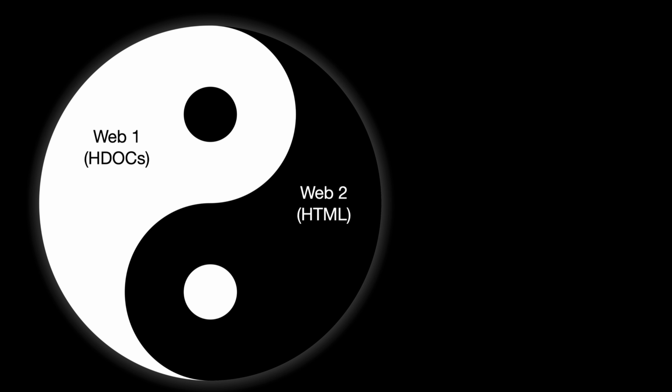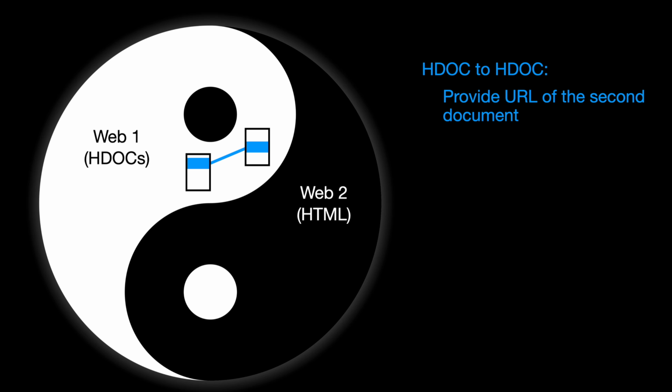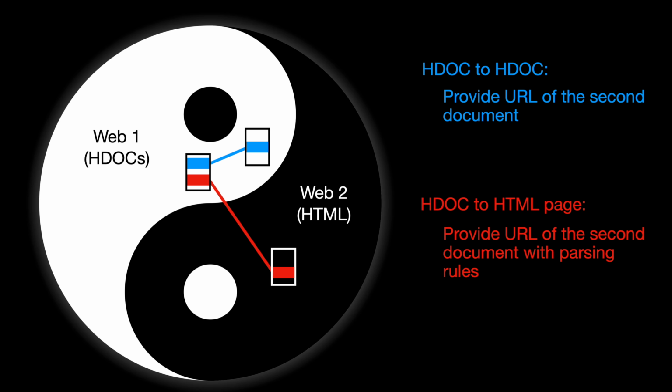There's one more thing I want to show while we're here. Suppose we have two HDocs. Connecting one HDoc to another is straightforward. You simply provide the URL of the second document. However, if you want to connect an HDoc to a regular HTML page, you also need to define parsing rules.